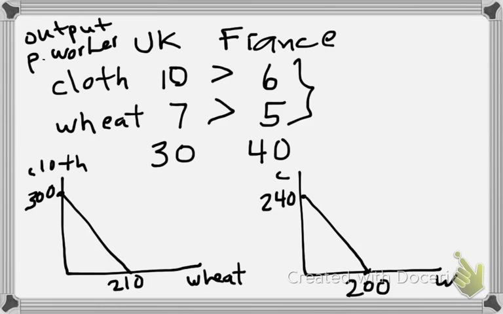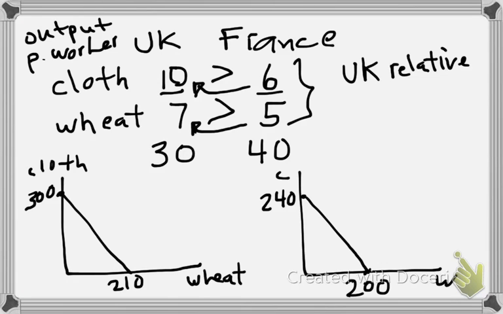So when we think about comparative advantage, we look at this 10 relative to this 6 and note that the UK seems to be more productive in cloth relative to how much more productive it is in wheat. So we go from 6 to 10 compared to going from 5 to 7. The UK is more productive in both, indeed, but it's relatively more productive in cloth. Alternatively, France is bad at both, but it's relatively less bad at wheat.